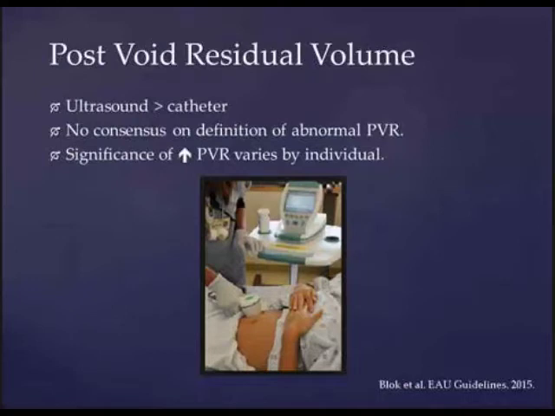So post-void residual. The European Association guidelines say that ultrasound is better than a catheter, and the reason they say that is catheter is associated with more morbidity than the ultrasound. So ultrasound gives you a quick little thing, and it's more acceptable to the patient than an in-and-out catheter. But ultimately, what's normal for PVR is 500, 1,000, 50. We don't really know. Everybody's definition of normal varies.